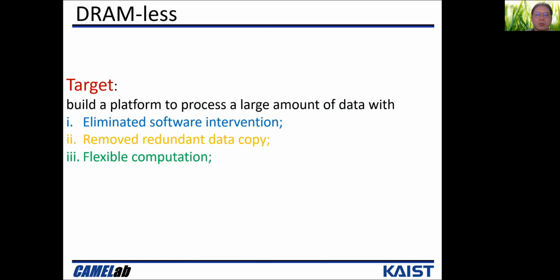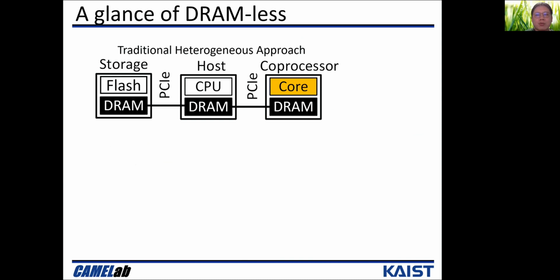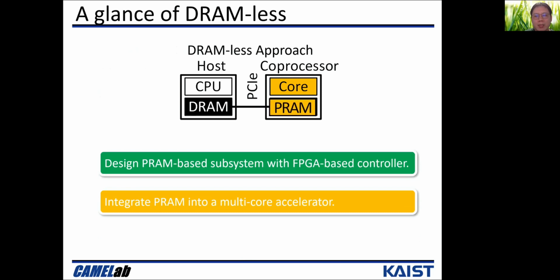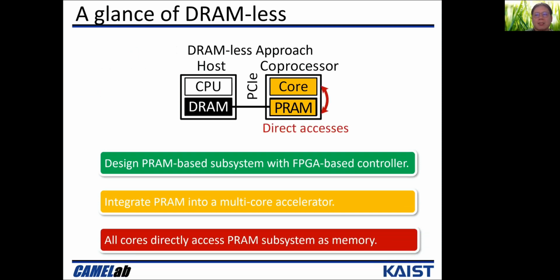To address the challenges, we propose DRAMless. DRAMless is a new accelerated hardware platform. It can eliminate the software intervention from the host, remove the data movement overhead, and can provide the environment for flexible computation. Compared to the traditional heterogeneous system, we introduce PRAM as storage media. PRAM can provide large capacity to accommodate all the dataset. Our DRAMless implements a real PRAM-based memory subsystem and integrates it in the accelerator. All cores in the accelerator can directly access data from the PRAM subsystem as memory.